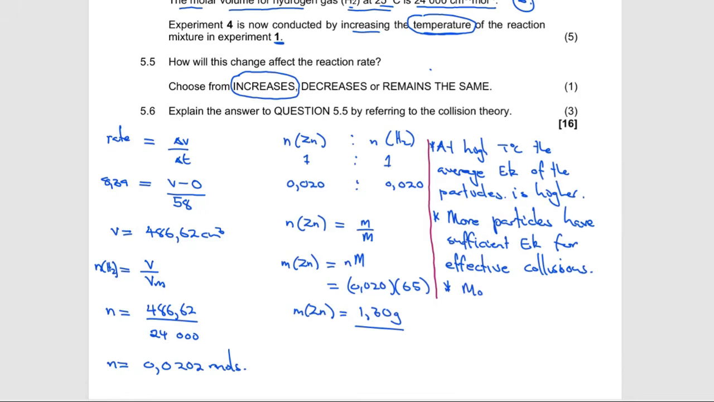Because now more particles have got higher energy. The higher the temperature, it means these particles are excited. So what is going to happen there? We're going to get more effective collisions per unit time. This is what is going to happen. So now we're done with our question 5.6.